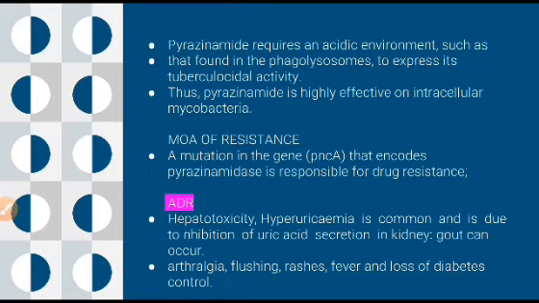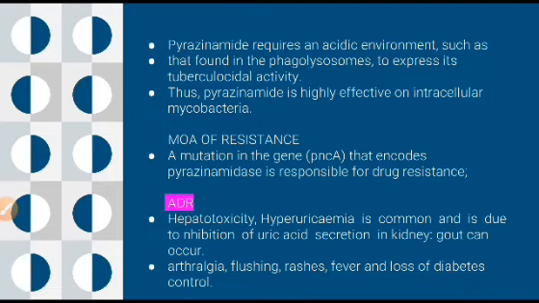So pyrazinamide has some more special characteristics. It requires an acidic environment, such as that found in the phagolysosomes, to express its tuberculocidal activity. Pyrazinamide is highly effective on intracellular mycobacteria. Here, regarding the mode of resistance, there is a mutation in the gene PNCA that encodes pyrazinamidase, which is responsible for drug resistance. So that particular gene mutation is responsible.